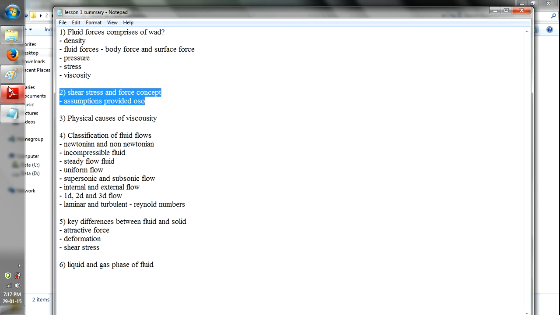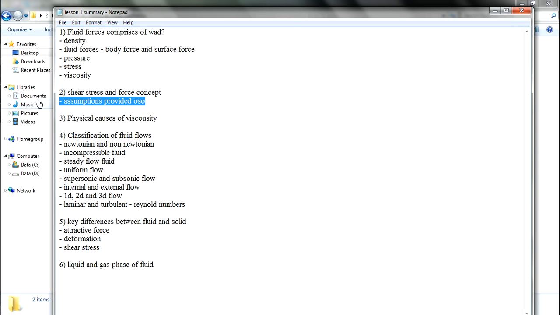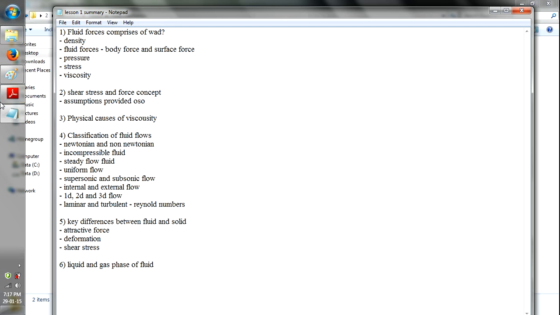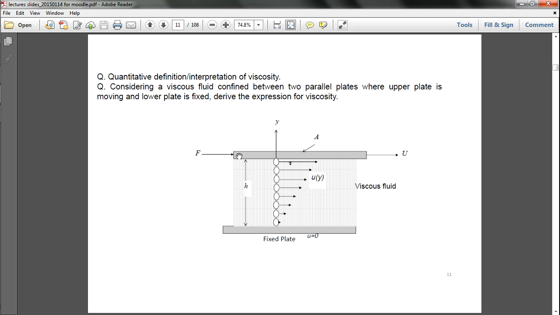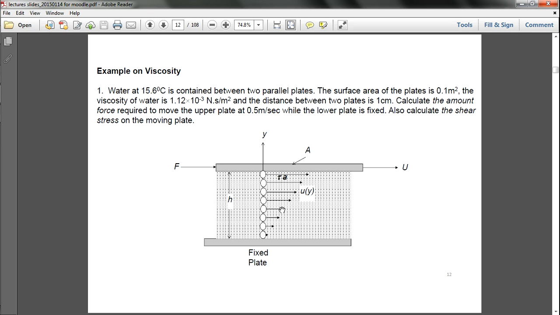Okay, when you're dealing with this type of questions, when you have a certain plate, then when you move this plate, what are the forces and what is the viscosity of the fluid? So what is the shear stress and shear force now? Apparently we have to make certain assumptions before we apply them, because there are certain assumptions when we are dealing with all these things. Okay, so give me a minute.